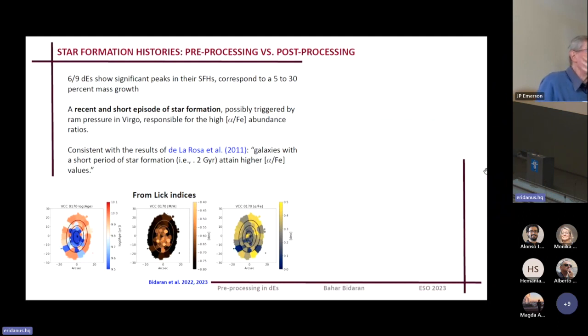We decided to first look at the maps because it's MUSE. So we have the age, metallicity, and alpha over Fe. We can derive it for the maps of these galaxies. The maps are published in Bidaran et al. 2023. So if you are interested, you can go and check that.